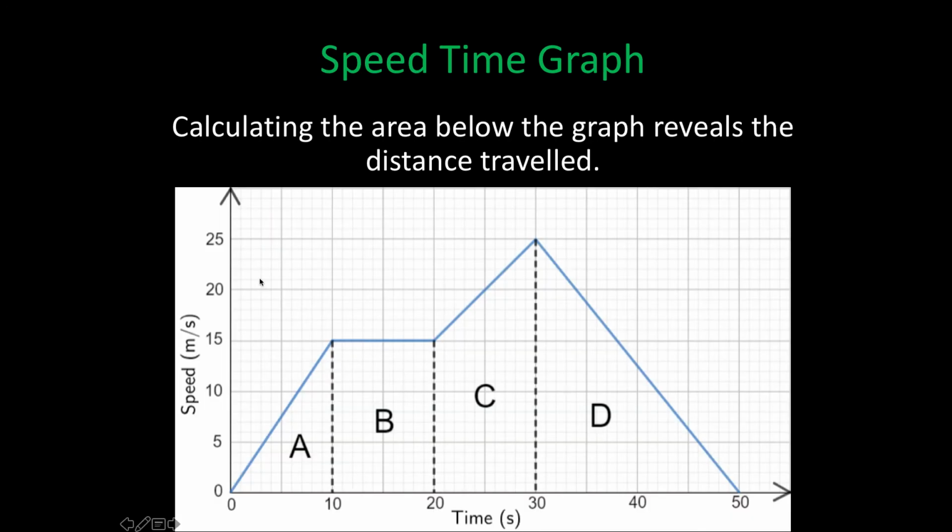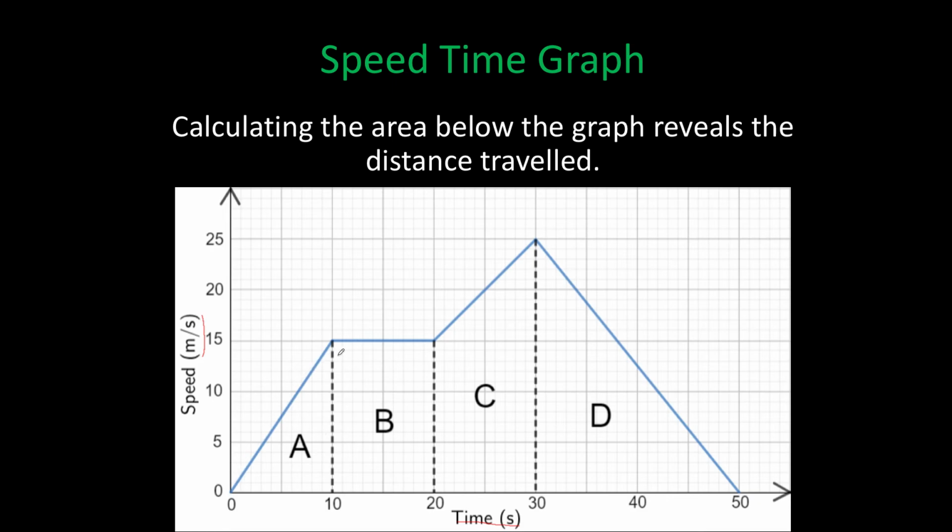The final thing I'd like to show you is a speed time graph. This time, let's have a look at our units quickly. So on the y-axis, I've got meters per second, and on the x-axis, I've got time in seconds. Good, my units match, so I don't have to worry. I can proceed with my calculations. Calculating the area below the graph reveals the distance traveled. So if you have a graph which tells you how fast you are traveling over time, and you calculate the area underneath the graph, that will tell you how far the object has traveled.